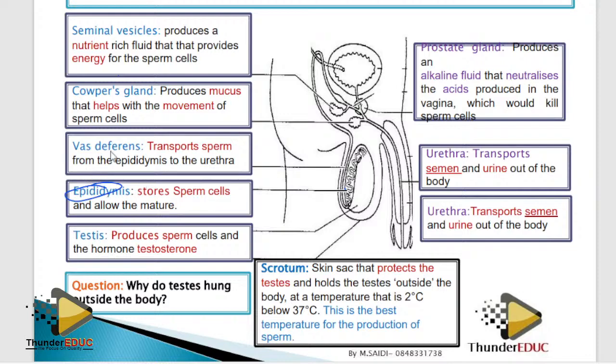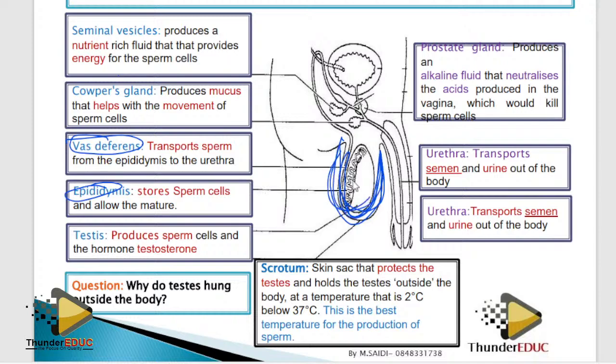They call it sperm duct. Please don't call it sperm duct. Call it vas deferens. It's better to call it vas deferens. So some of the things which you need: labeling, function of each part, please make sure you know. Why do we have these testes hanging outside?